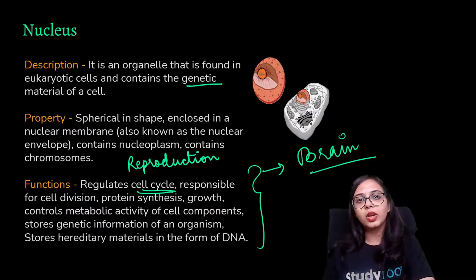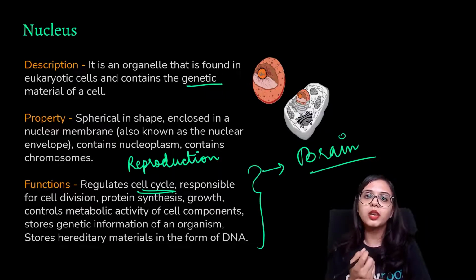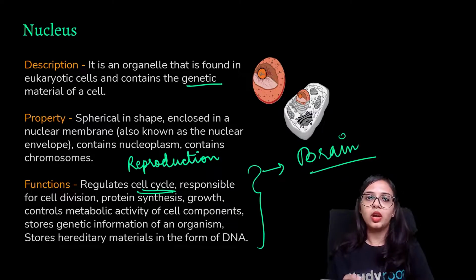And without the multiplication of cells, suppose you're injured, so what happens? Those cells that are injured die, and ultimately new cells come up. So after a few weeks, you may find that your skin is normal again, and there is no blood coming out, or there are no scratches on your skin. Why is this happening?